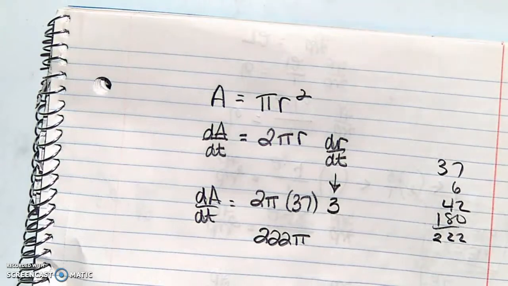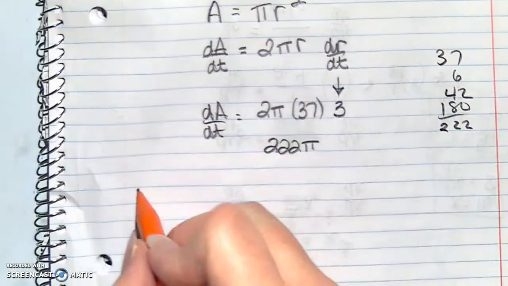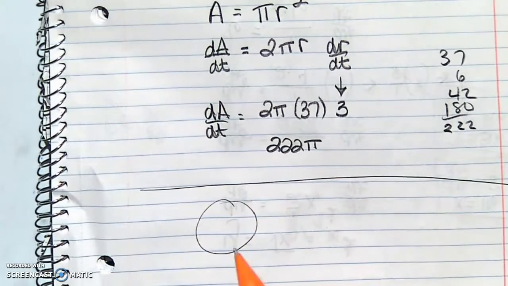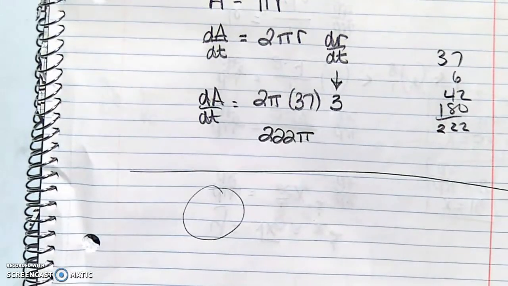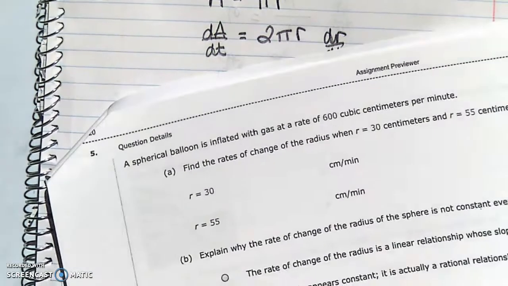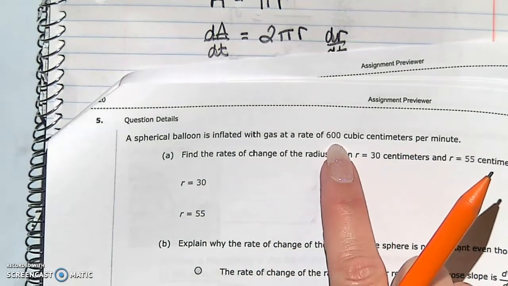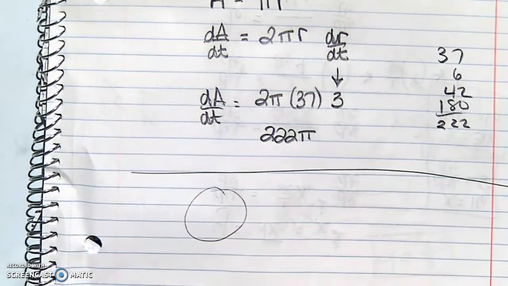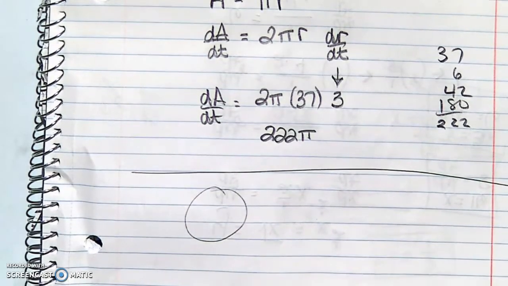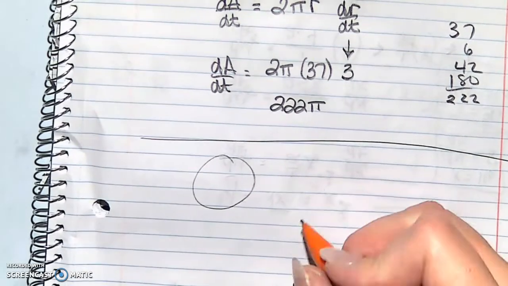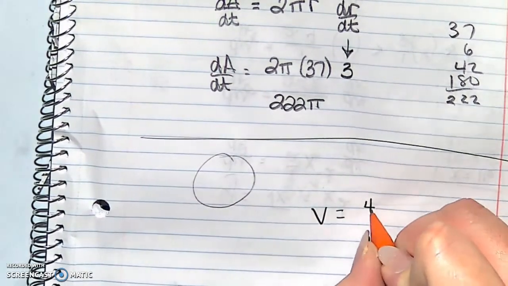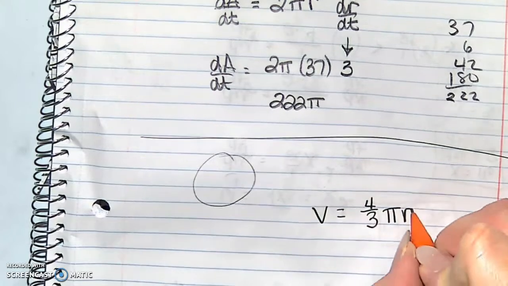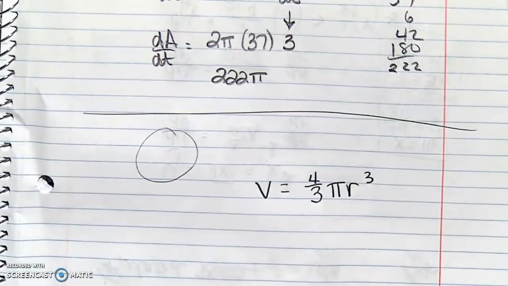So now we can do another one. A spherical balloon. So we're talking about a balloon that's a perfect sphere, which is a 3-dimensional figure. It is inflated with gas at a rate of 600 cubic centimeters per minute. First of all, I need to know what this affects. If I inflate something with gas and it's 3-dimensional, that's going to affect the volume. So the volume of a sphere is 4/3 pi r cubed.